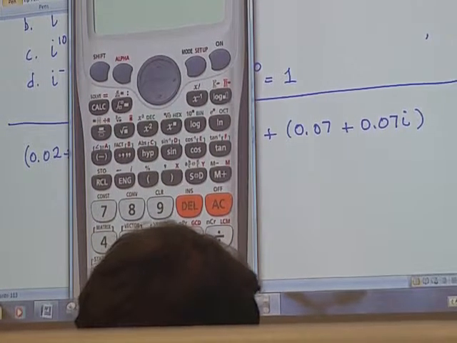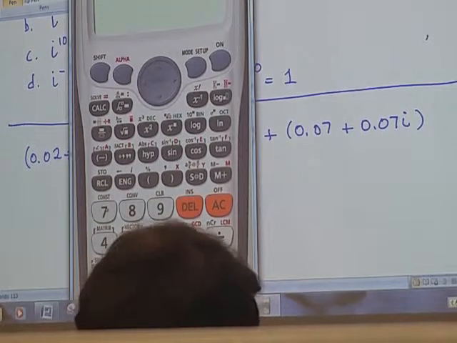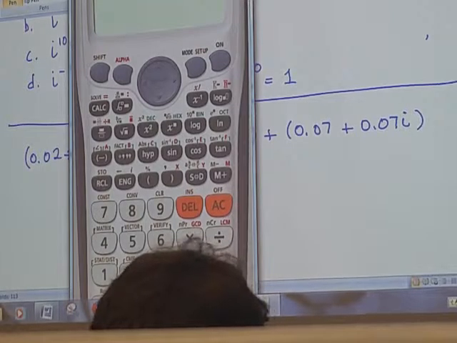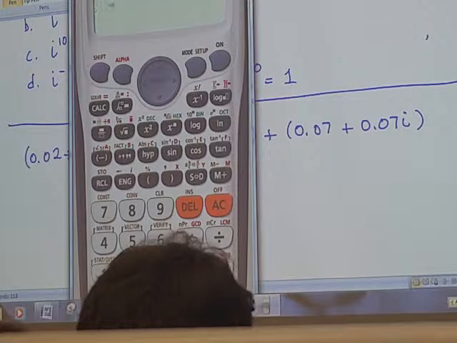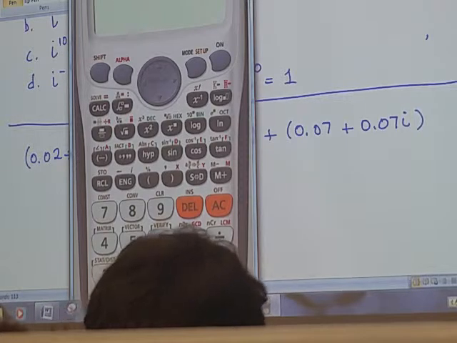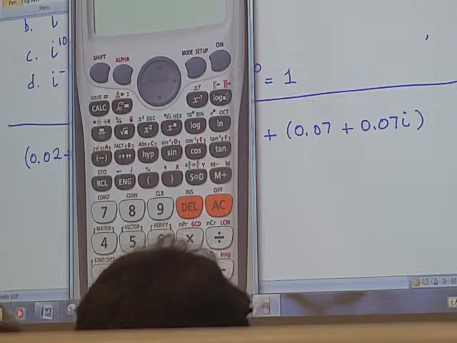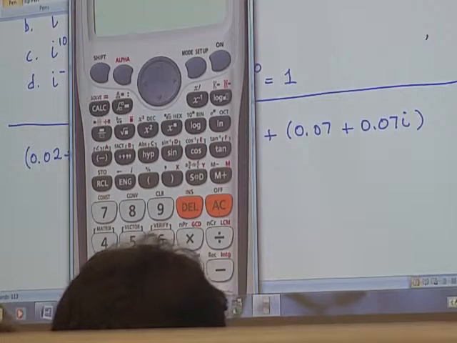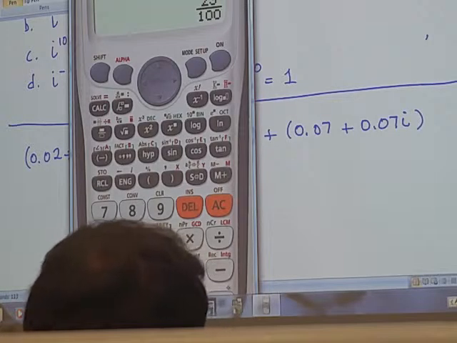Okay, plus 0.07 plus 0.07i. And this little arrow here means it's scrolled off the side of the screen, but if you wanted to, you could use this arrow and go back and double check and make sure you typed it all right. Because that's usually, as you just saw me typing, where the mistakes are, okay? So then you just hit equals.